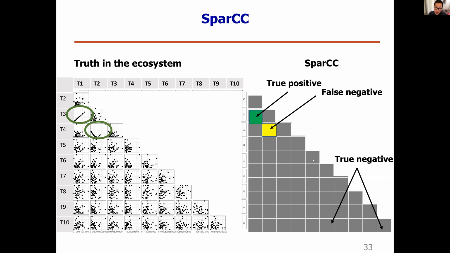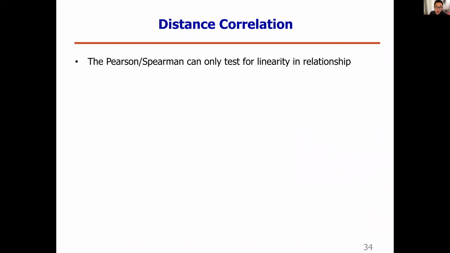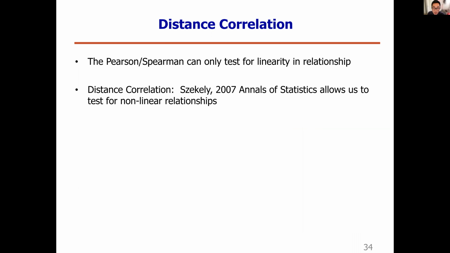So we know that neither SPAR-CC nor the Spearman or Pearson correlations can identify nonlinear relationships. So what we can do is borrow the idea from what we call the distance correlation, which was proposed in 2007. The limitation of Pearson and Spearman correlation is that they can only test for linearity in a relationship, while the distance correlation proposed by Szekely in 2007 allows us to test for nonlinear relationships in general.